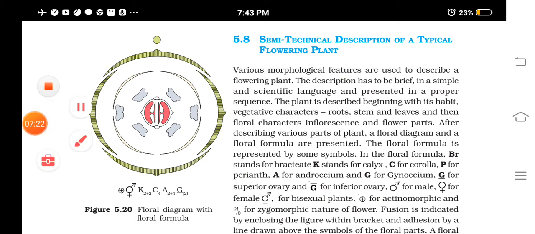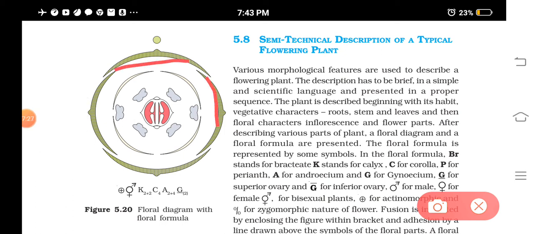So you can see here the sepals are shown like this. These are what? Sepals. So how many sepals are there in this? 1, 2, 3, 4, and you can see the overlapping also, that is the aestivation. You can see that two are completely outside here, and two are completely inside. So how many sepals? 1, 2, 3, 4.